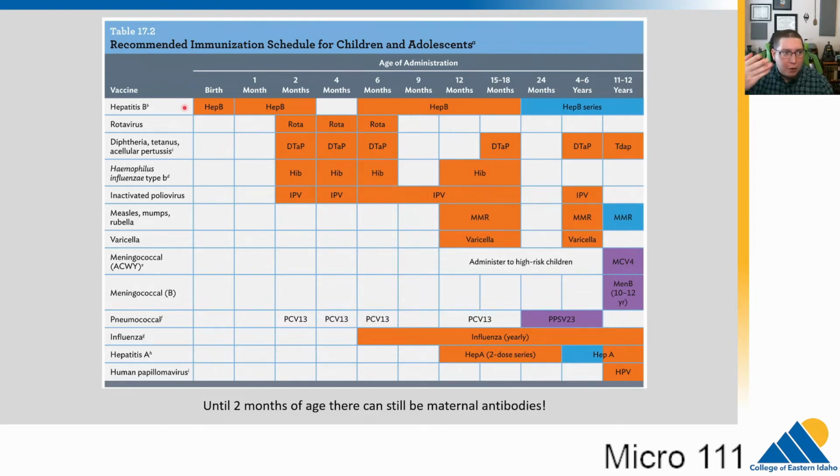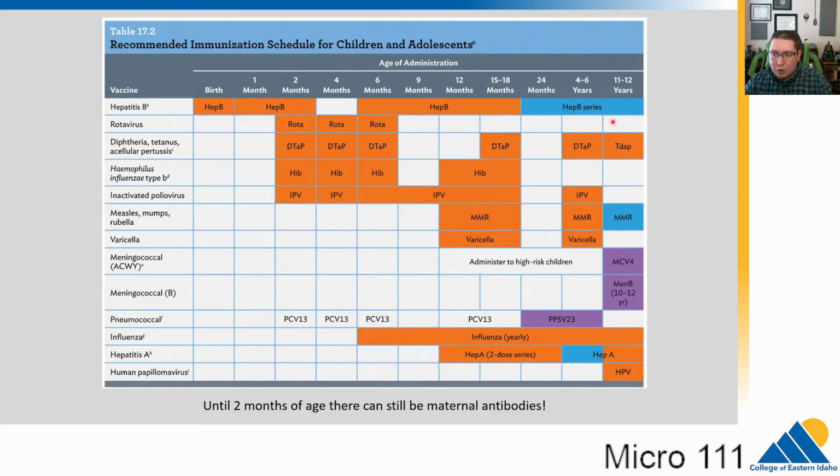So we have to wait until those are gone before we start vaccinating here. Unfortunately, some of our vaccines we can't give until much further down the road, something like MMR, measles, mumps, rubella. We don't do that until 12 months of age, or chickenpox. That leaves a whole year where a child is vulnerable. We will talk about how we try to protect those individuals in the next slide.